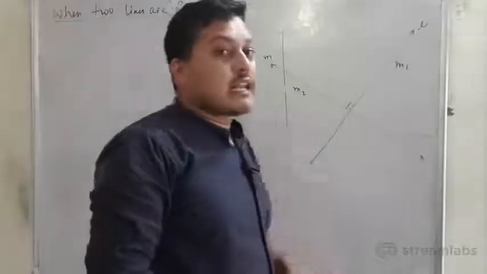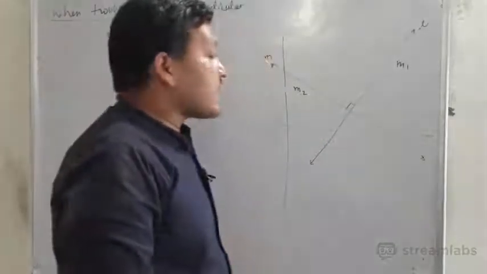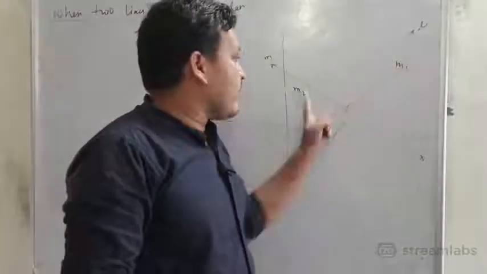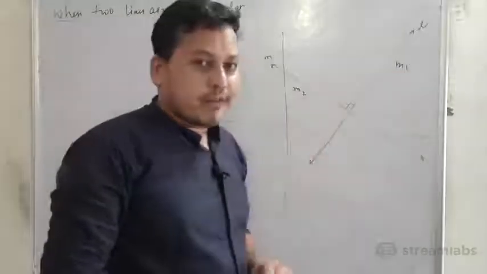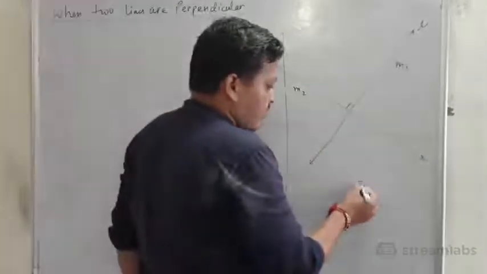So what is the relation between their slopes? The relation between their slopes is M1 into M2 is equal to -1. M1 into M2 is equal to -1. You can check your Selena book.